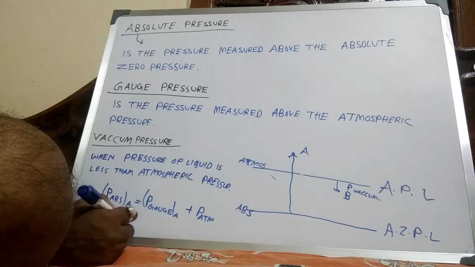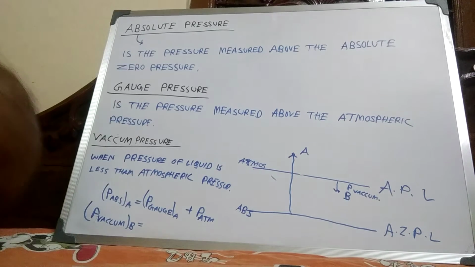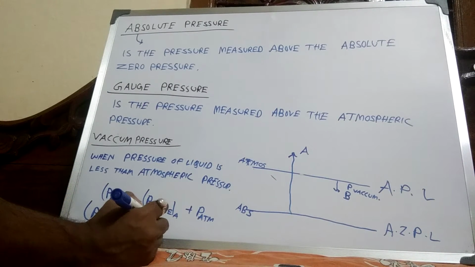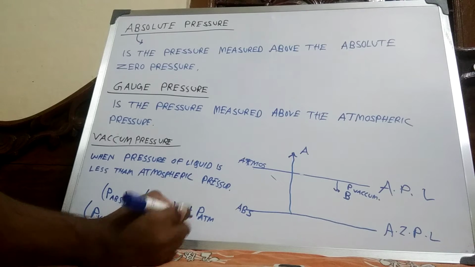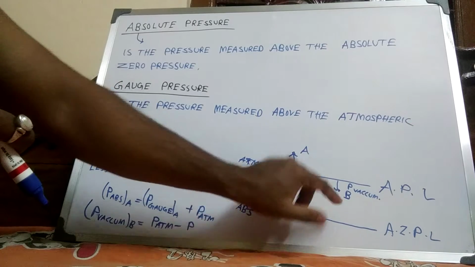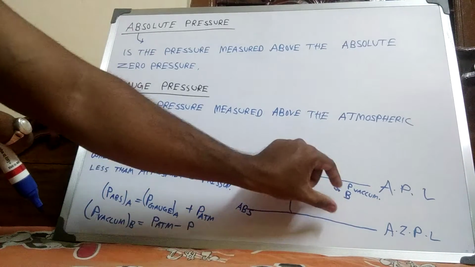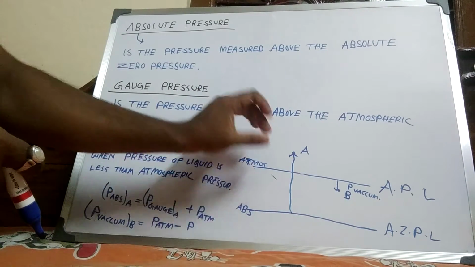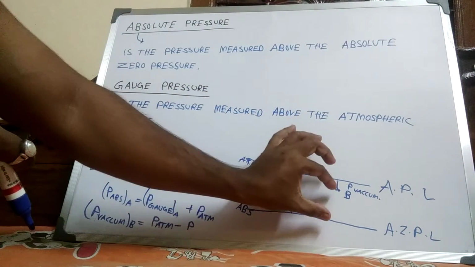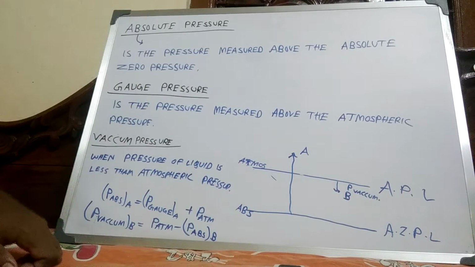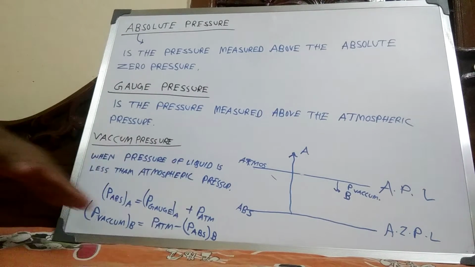Vacuum at B, P atm minus P. From this absolute pressure line, this value is P atm minus P, and this is the P absolute at B. Note down this one.